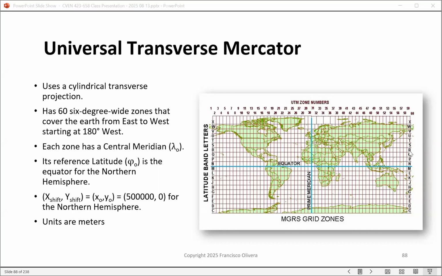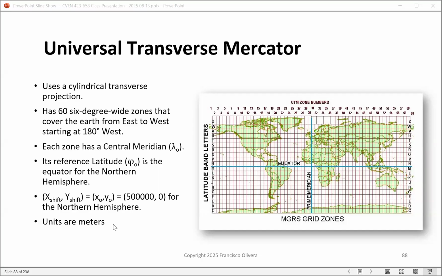In order to avoid numbers that are too big or negative numbers, it defines what is called a shift, so that all the coordinates are going to be positive. That is why you're going to have UTM projections, not only for the 60 zones, but also for the northern hemisphere and the southern hemisphere. The units are going to be meters. So when you use a UTM projection, you just say the zone and a hemisphere.